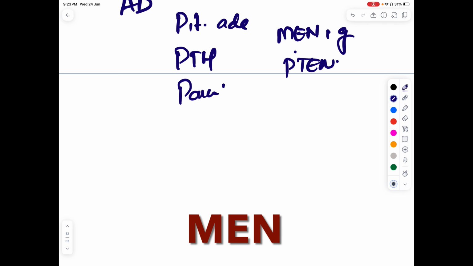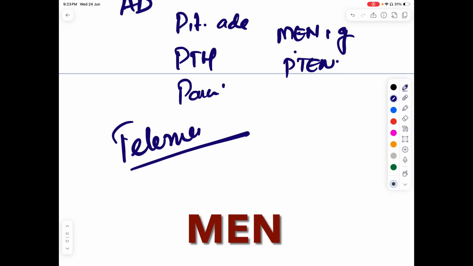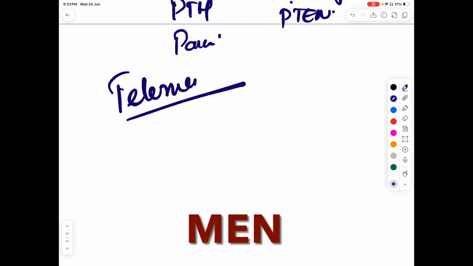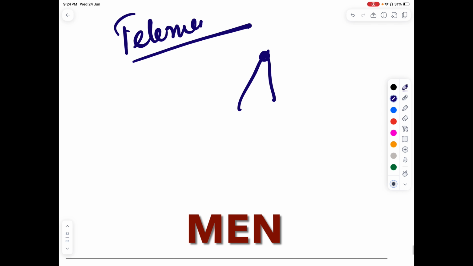And what is telomere? Telomere is the repetitive nucleotide sequence at the end of the chromosome. So this is the end of the chromosome, repetitive. What are the genes responsible for cancer in general? Tumor suppressor genes, proto-oncogenes and oncogenes.